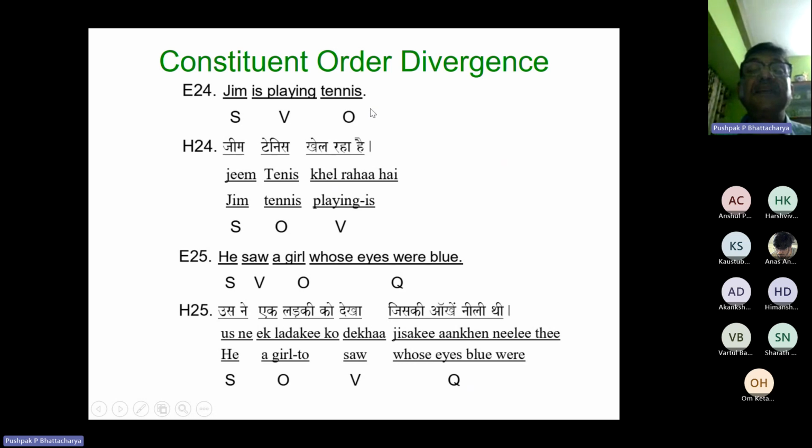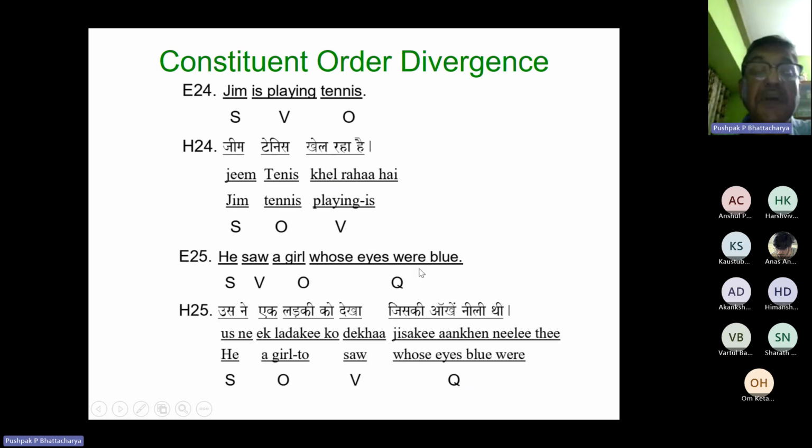Constituent order divergence is how the constituents change position in going from source to target language. Jim is playing tennis. So Jim is subject, is playing is verb, tennis is object. So in Hindi, we find that the object and the verb change position. So Jim, tennis, खेल रहा है, is playing becomes खेल रहा है. So this is why it is called constituent order divergence. There is a change in the order of constituents.